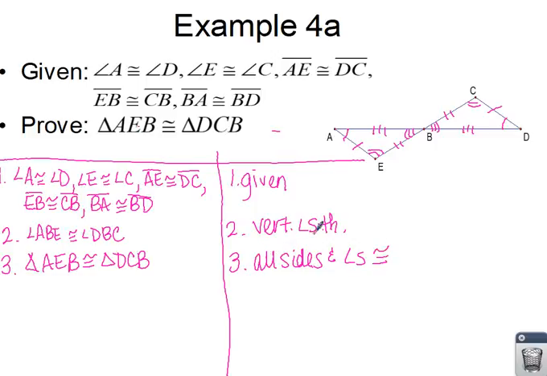Okay? A lot of proofs are going to happen in this chapter. You can't get away from it. You're just going to have to do it. Alright, good luck.